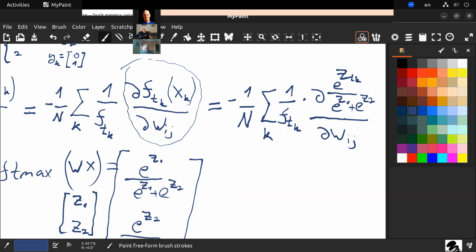So yeah, the W also appears in the denominator, right? Wij appears both in the numerator and the denominator. Like here we have a division of 2 functions. We need to use the derivative of a quotient, yes. It's kind of tedious, I agree. But let's put 3 dots here.